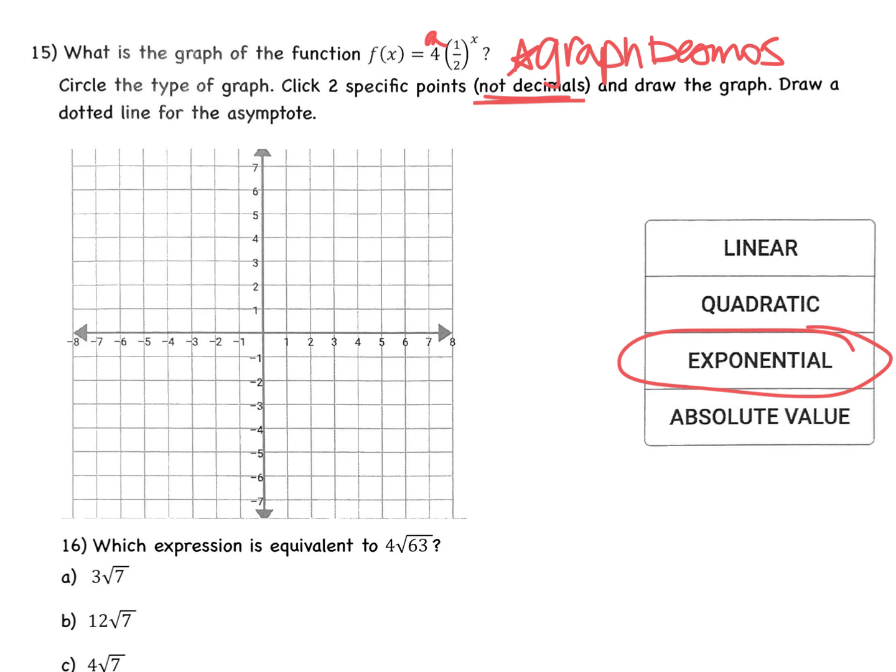Click 2 specific points. They cannot be decimals to draw that graph. So when you do this in the computer, definitely start with that y-intercept. And then we also had 1, 2. It's not going to let you add a second one, but if you've clicked exponential and you put those 2 dots, it should draw your graph like this. And it's also going to put a dotted line. I do believe it defaults here. I'm not for sure. You'll have to look. That is going to be your asymptote. If the asymptote is not at y equals 0, you're just going to have to click on it and move it up and down.